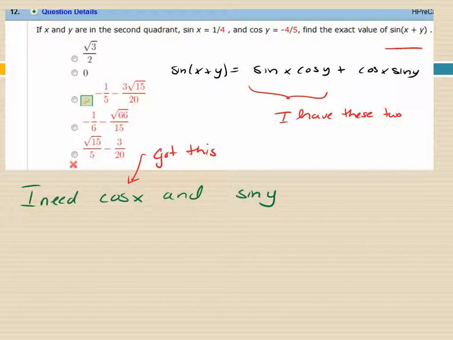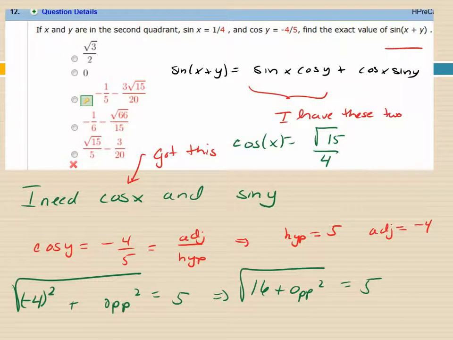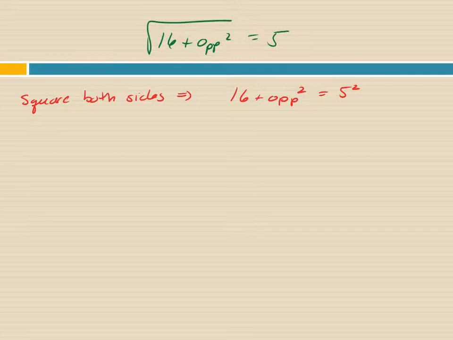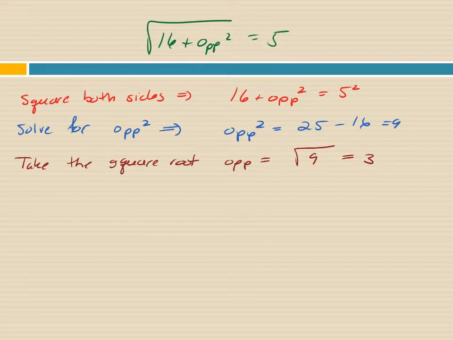I got to do the same work for the sine. So cosine y is minus 4/5. The hypotenuse is 5. The adjacent is negative 4. It's not anything hard. It's just the same work again. It's tedious. Plug them all in. Square both sides, same machine. Opposite squared is 9. Square root of 9, thankfully, is a decent number. It's 3. So the sine of y is 3/5.